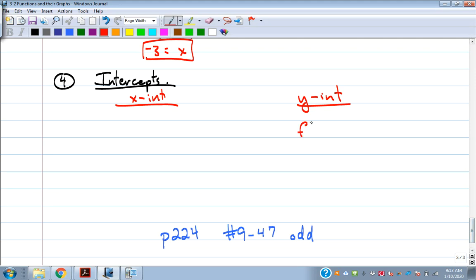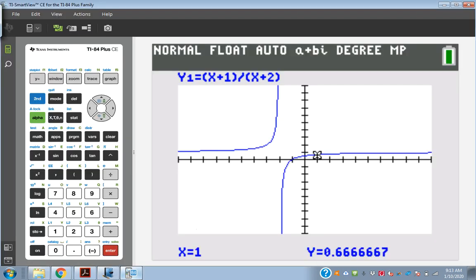Plug a 0 in for x, so we're finding f of 0. So that'd be 0 plus 1 over 0 plus 2, which is 1/2. So our Y-intercept is the ordered pair 0, 1/2. If I look at my graph, does that look about where it's at? Yeah, if I hit trace 0, my Y value it shows me is 0.5 at the bottom. That's 1/2. So that makes sense. That's the right thing. We can always duplicate a lot of things we're doing by hand with the graphs and the calculator.